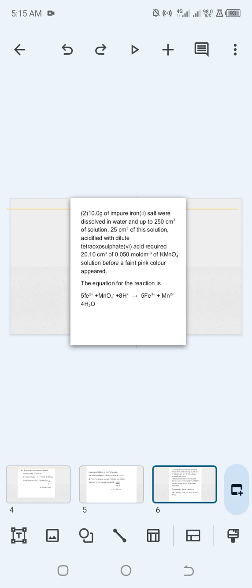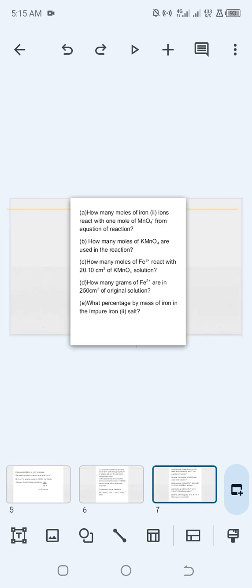The equation of reaction is 5Fe²⁺ + MnO4⁻ + 8H⁺ to give 5Fe³⁺ + Mn²⁺ + 4H2O. Here, KMnO4 is the oxidizing agent, while the iron 2 salt is the reducing agent.